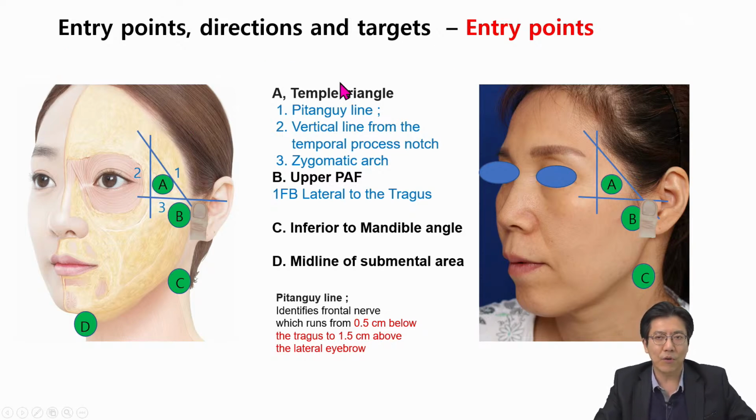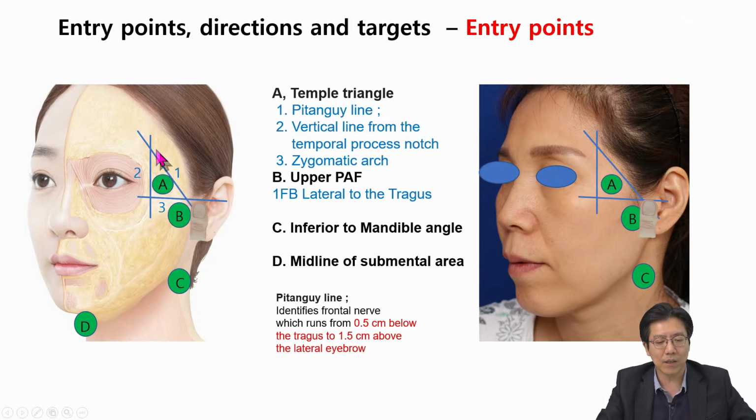So the entry point is always very important. We should put the thread in from this entry point. And when you decide the entry point, you should think about the vector, the facial vectors. I prefer four entry points on our face. The first one is the A zone, which I call the temple triangle.